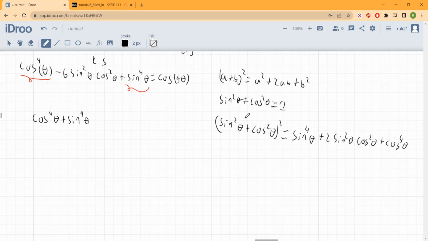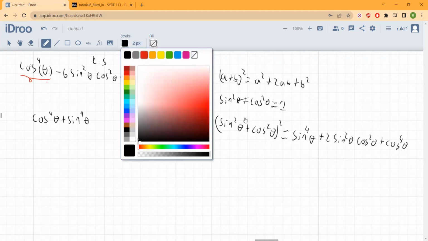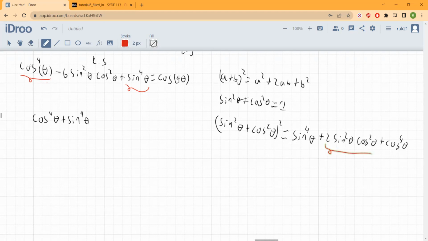So now what we're going to do is, in essence, add 0. Now let's see how we do this. I noticed that what we need to be able to put it into a square, like put it into brackets, is to somehow get 2 times sine squared theta cosine squared theta over here, so that we can then have sine squared theta plus cosine squared theta, squared, which is just going to equal 1, because sine squared theta plus cosine squared theta equals 1.